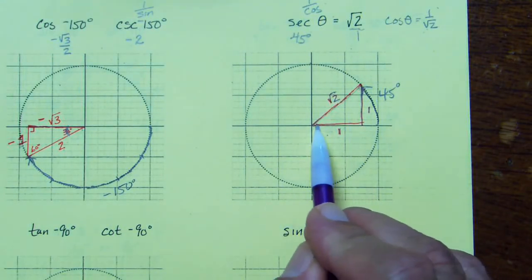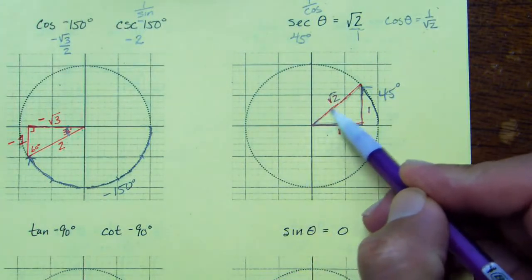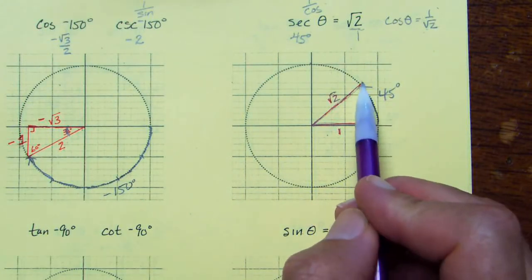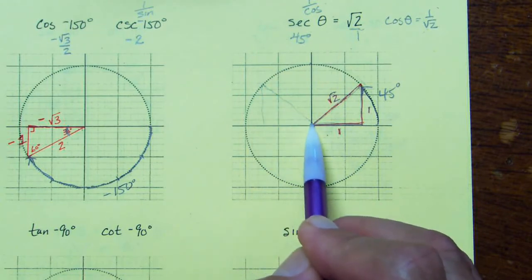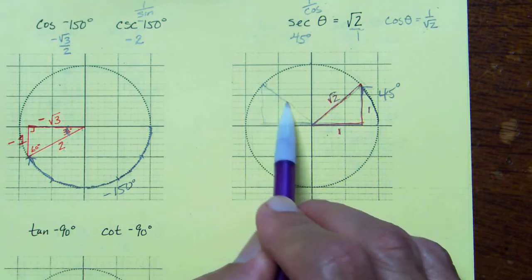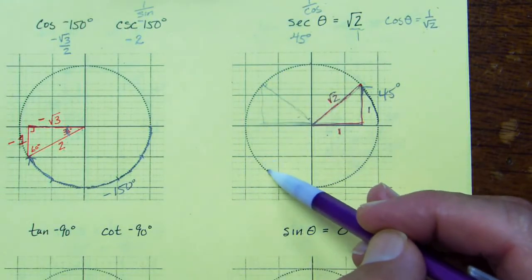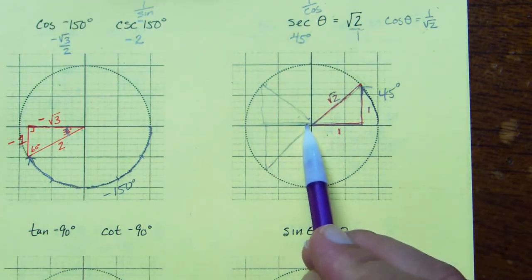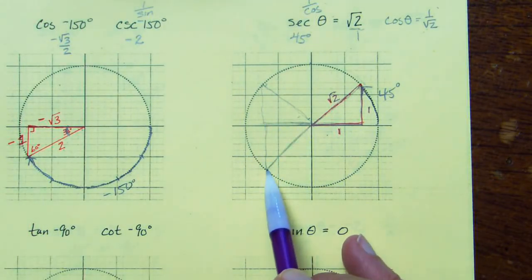Might there be another place where we could keep that adjacent leg of 1 and keep a hypotenuse of √2? So let me start moving around. So if I go over to here and I think about, could it be over here? Well, no, because this is a -1 over √2, so that's no good. So I'll go down to the next one, halfway into the next quadrant, and once again I'm disappointed. This is -1 over √2, so that's no good.